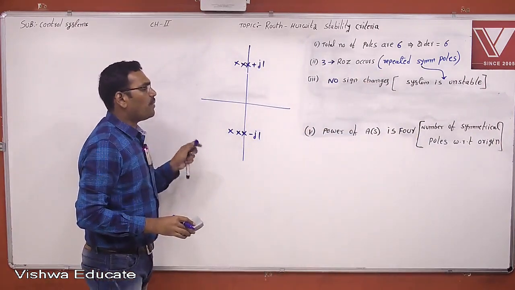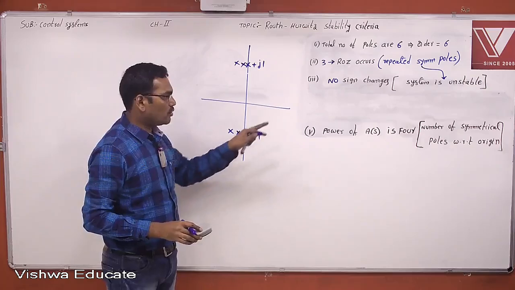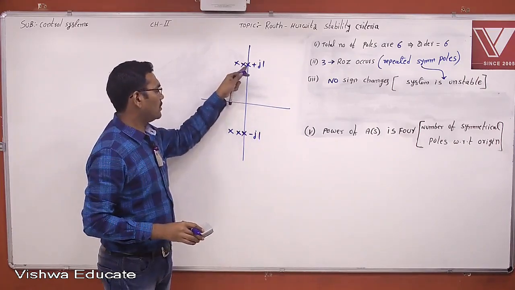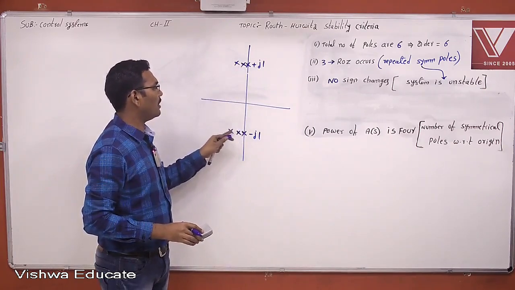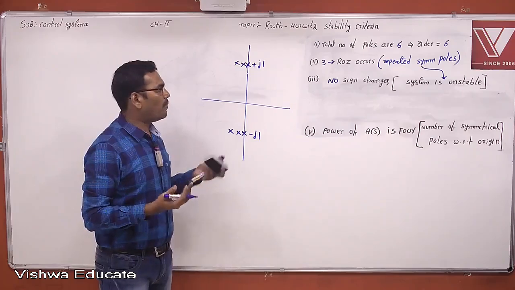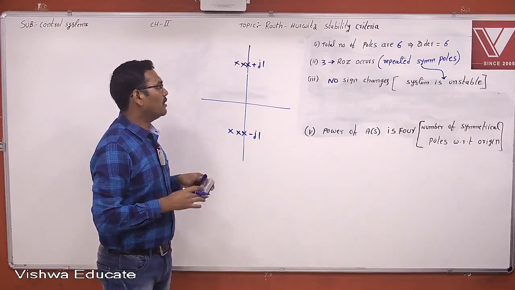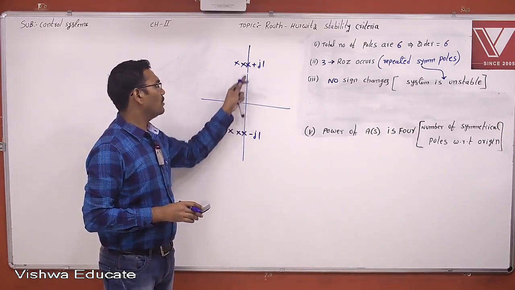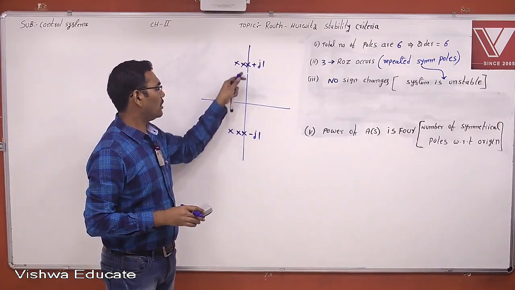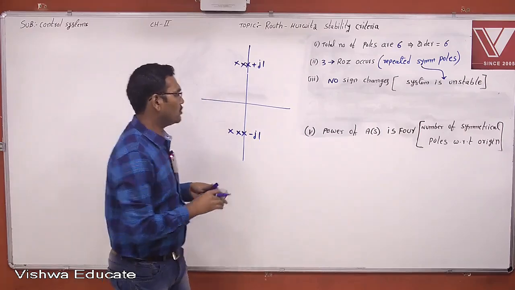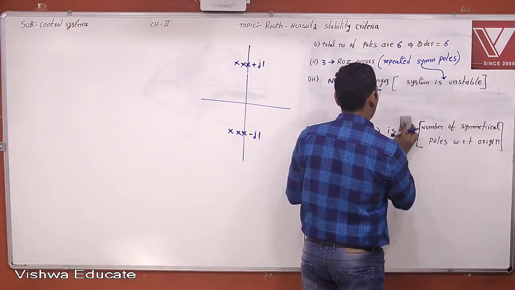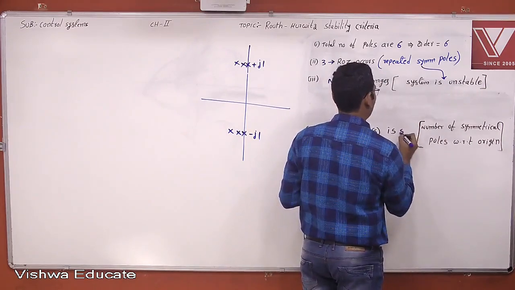Next, the power of the auxiliary equation. The number of symmetrical poles with respect to origin: this is 1, 2, 3, 4, 5, 6. So the total number of symmetrical poles with respect to origin is 6. Therefore, the power of the auxiliary equation is also 6.